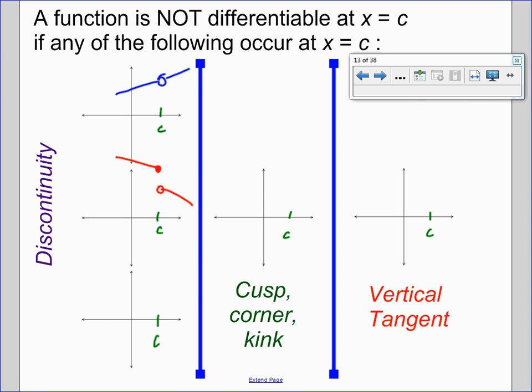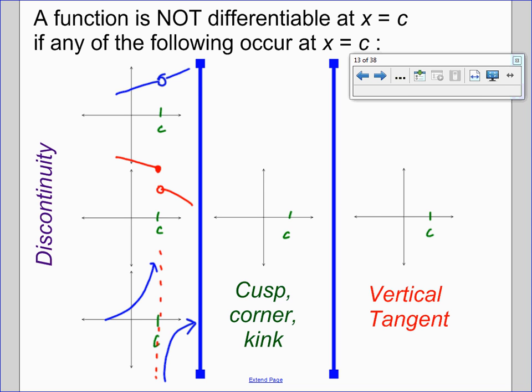And then what was our final type of discontinuity? Sophia? Like having an asymptote. Yeah, an infinite discontinuity is a vertical asymptote. Nice job. So if we had a vertical asymptote at x equals c, an infinite discontinuity. Good job. F is not differentiable if we have a cusp, corner, or kink.